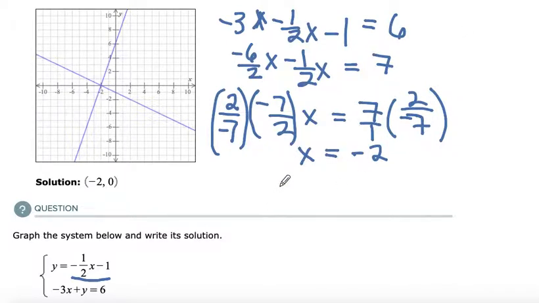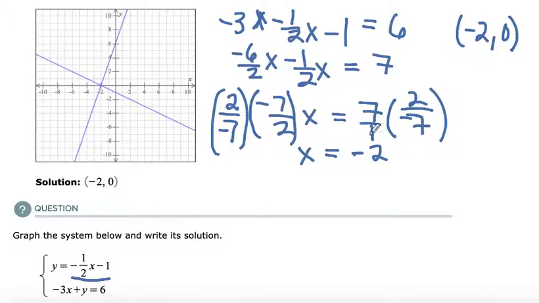So then we can just solve for the y value, and we can do that by substituting in either equation. If I do it in here, negative 2 times negative 1/2, well, that just gives me negative 1. Negative 1 and negative 1 is 0. Oh, I'm sorry. Negative 2 times negative 1/2 is a positive 1. And then we have minus 1, so that's 0. So then we get negative 2, 0 for our solution.